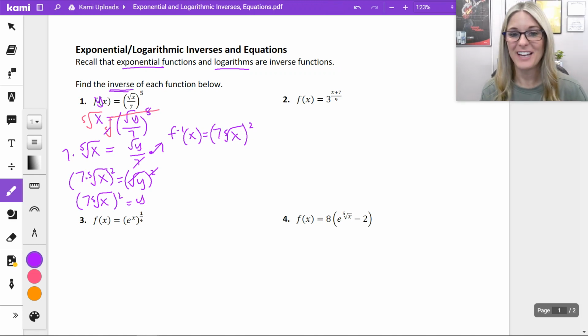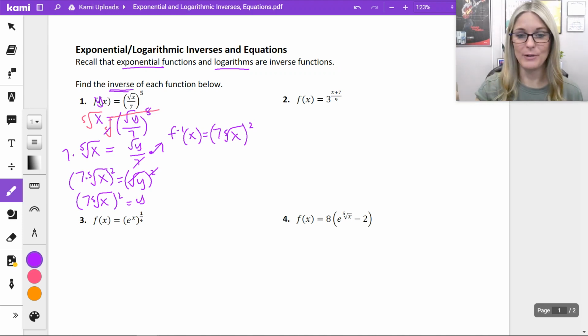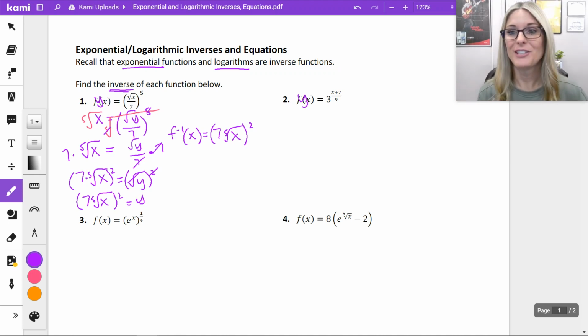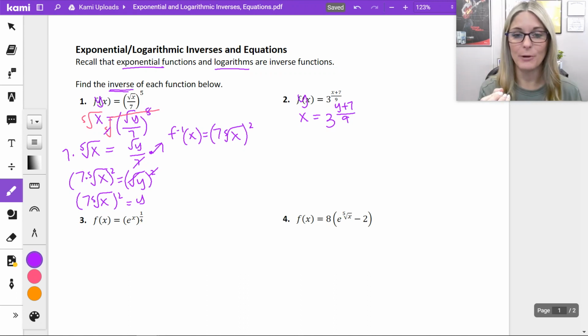Number two, f of x equals 3 raised to the x plus 7 divided by 9, all as our exponent. This one is a little bit different because now the variable that I'm looking for is up there in my exponent. So we're going to utilize the properties of logarithms to rewrite this. Let's first change it so we can solve for our inverse. Let's change it to x equals 3 raised to the y plus 7 over 9. And recall, we're trying to solve for y to find our inverse. Again, that variable is up in the exponent.